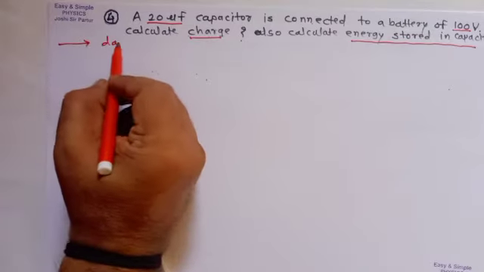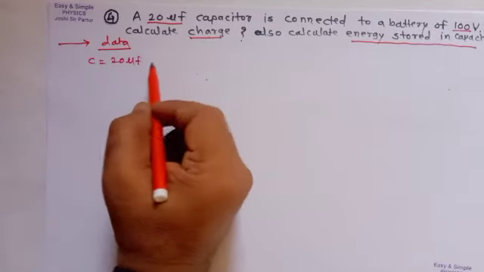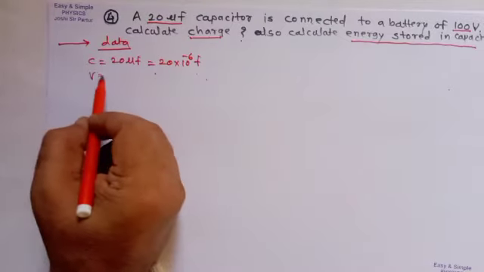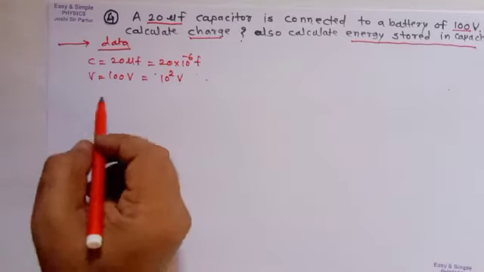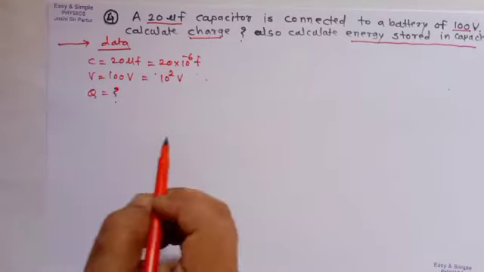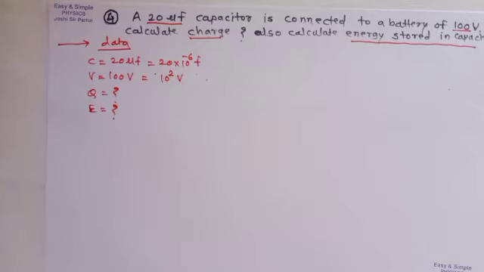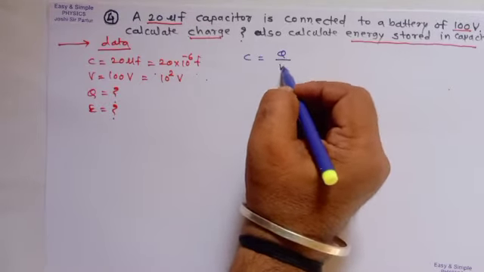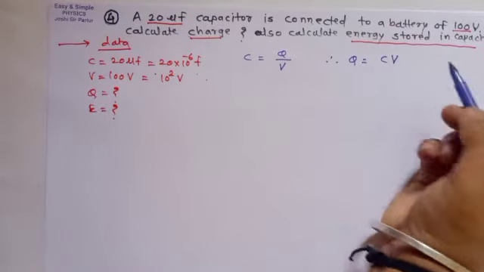The two questions can be solved as follows. Capacity is given as 20 microfarad, means 20 into 10 raised to minus 6 farad. Potential is given as 100 volt, means 10 raised to 2 volt. Charge can be found out and energy can be found out. So here two formulas can be used. The first formula will be capacity is equal to charge upon potential. So charge is equal to capacity into potential.